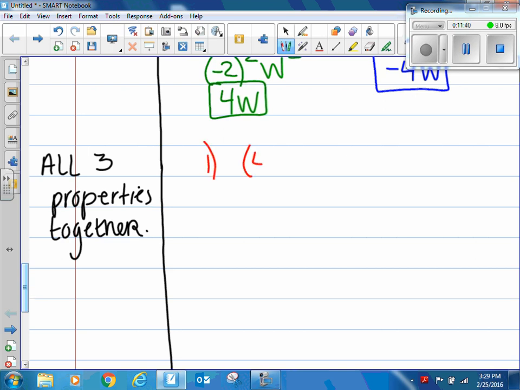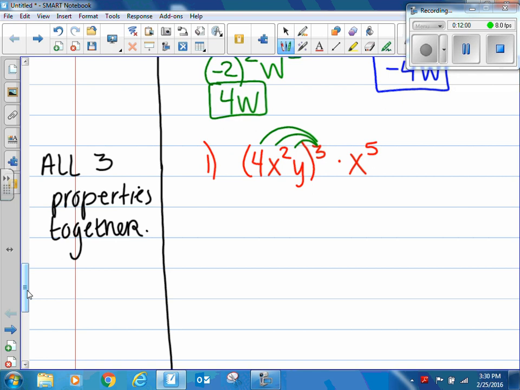I have (4x squared y) raised to the third power, and I'm then going to multiply it times x to the fifth. So the first thing I'm going to do is deal with this parenthesis. Again, I have to bring this 3 to all those factors inside.